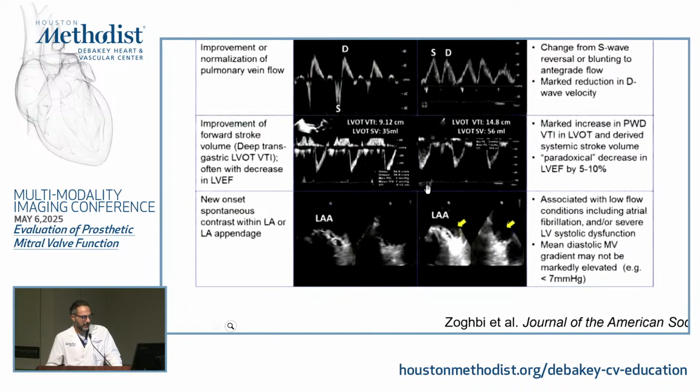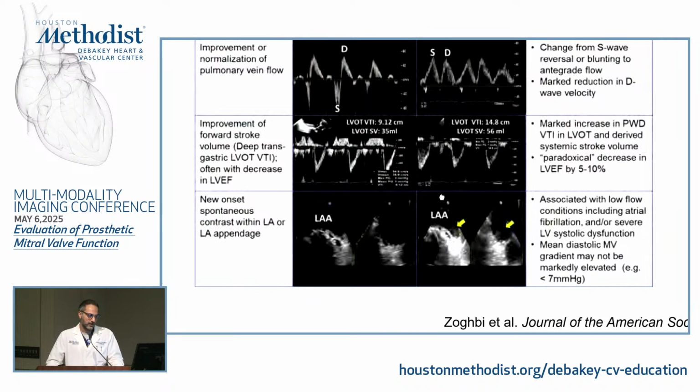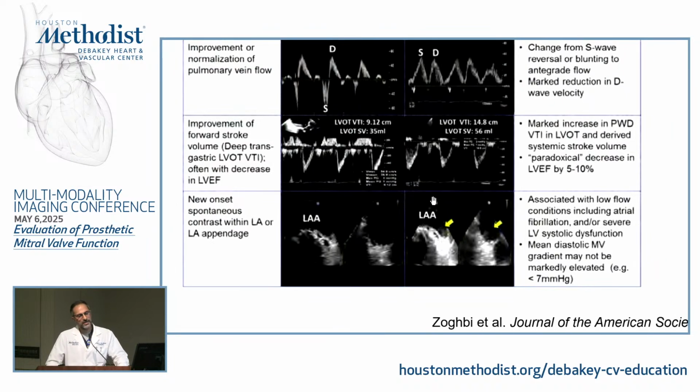And then last but not least is the left atrial appendage. Sometimes you see suddenly spontaneous contrast in the appendage, typically in low flow situations, right? But that tells you that the MR is no more washing that flow. There's no more turbulence in the left atrium. That's why you could see it.